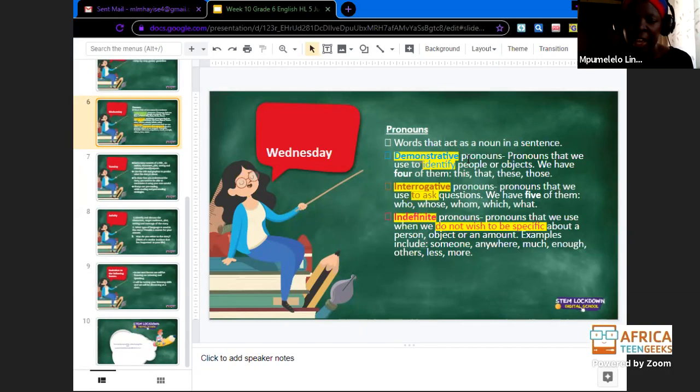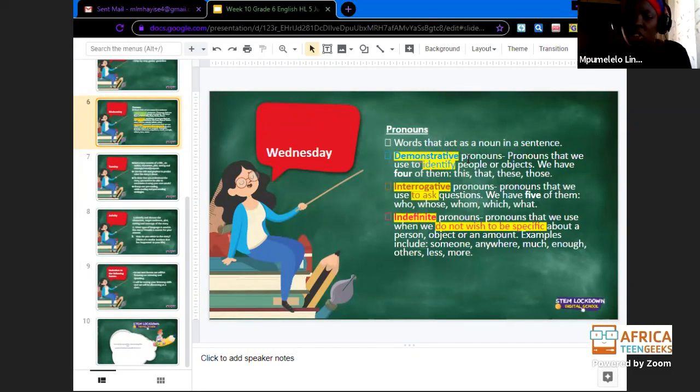Then we have interrogative pronouns. These are pronouns that we use to ask questions. I told you that when you think of interrogative pronouns, always think of an interrogation room. What happens in an interrogation room? They ask you questions, okay? So these are pronouns that we use to ask questions, and we have 5 of them. It's who, whose, whom, which, and what. Those are the only 5 interrogative pronouns, grade 6s.